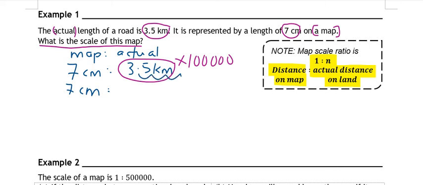1, 2, 3, 4, 5. So you can get 3, 5. How many zeros are there?